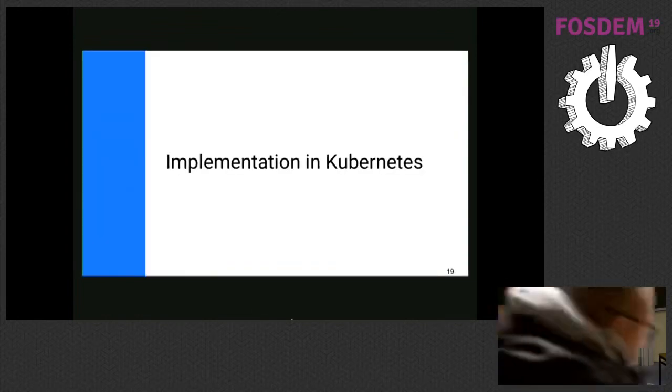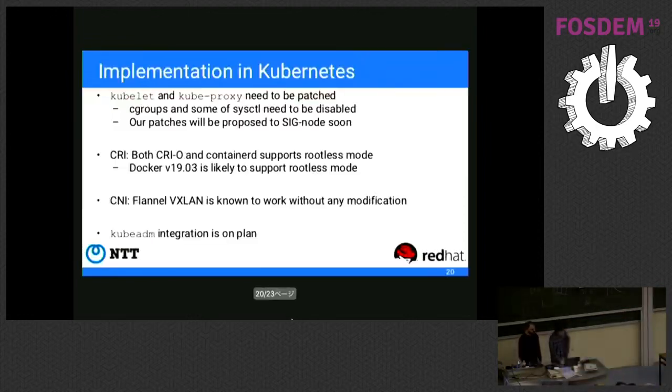The next is implementation status in Kubernetes. Actually, kube-apiserver, kube-controller-manager, and kube-scheduler don't need any patch. But kubelet and kube-proxy need to be patched because currently cgroups need to be disabled. And also some of the sysctl calls need to be disabled as well. And we are planning to propose our patch set to Kubernetes SIG Node soon.